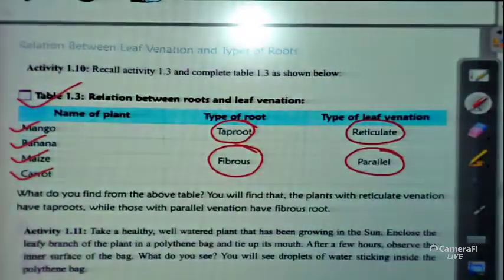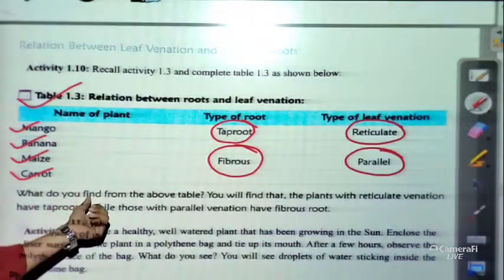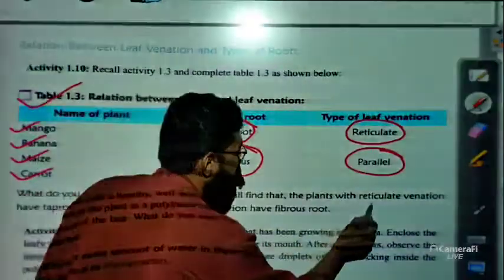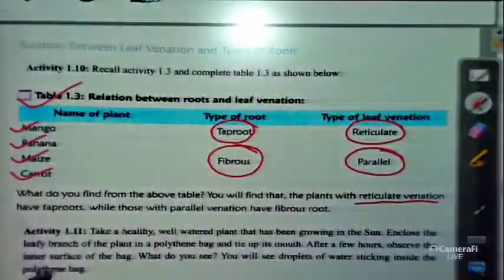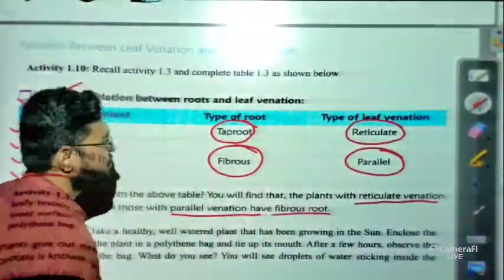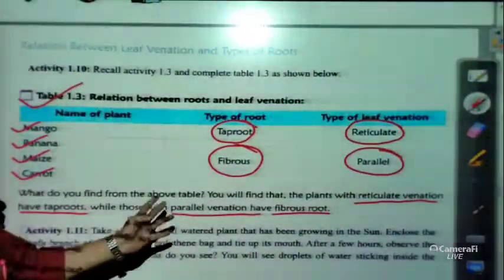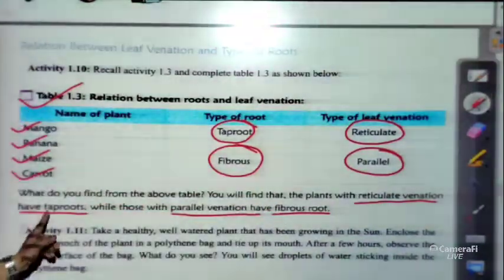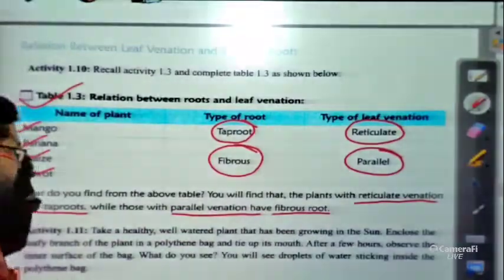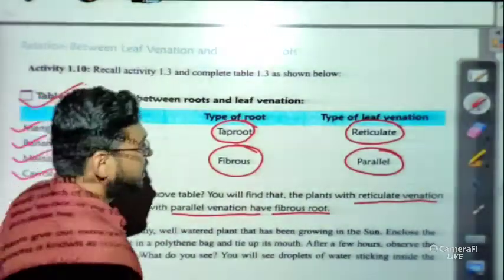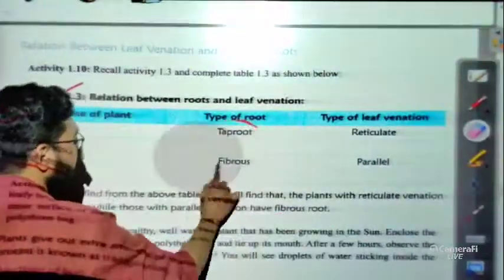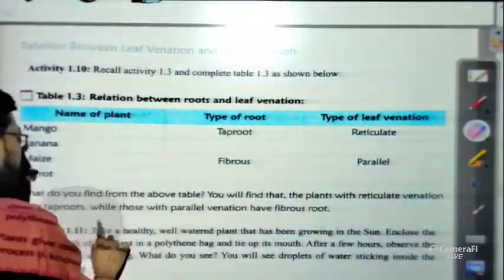Now what do you find in the above table? You will find that the plants with reticulate venation have tap roots, while those with parallel venation have fibrous roots. This is very important: plants with reticulate venation have tap roots, and plants with parallel venation have fibrous roots. So this table you can do on your own.